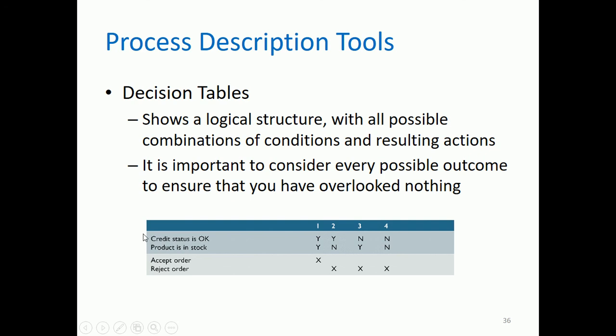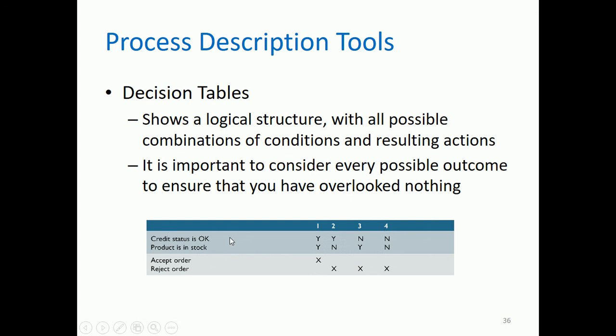For this one, these two descriptions here are the conditions. Credit status is okay, product is in stock. So 1, 2. Since you have two conditions, again, just like the principle of identifying how many combinations you have in the truth table, you are going to use the exponential 2. So 2 raised to 2 is equal to 4. So that's why you have 1, 2, 3, 4 possible combinations.